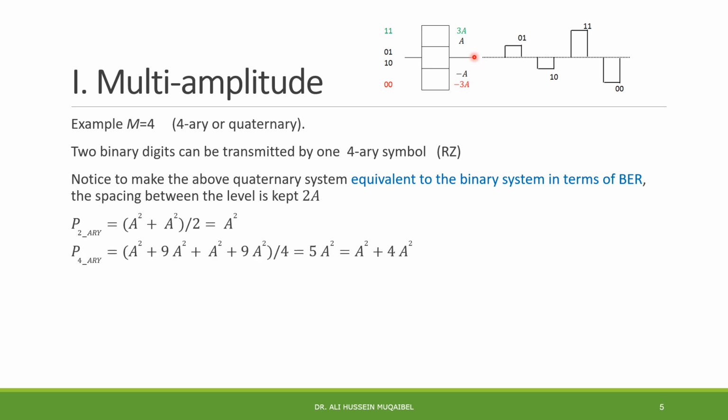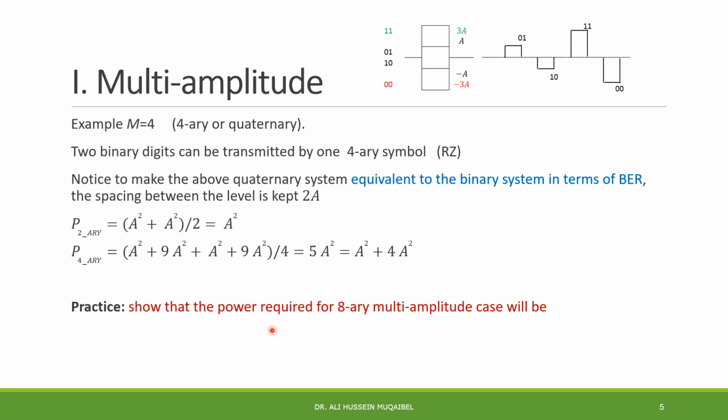What about the 4-ary case? In the 4-ary case, you can see here that we have A, so we get the power A squared, or 3A, 9A squared, or minus A squared, and then minus 3A, it becomes 9A squared. If you sum them up, you divide by 4, because every time we have one of these 4 possibilities. The average power becomes 5A squared. It's the original A squared, and we are adding 4A squared. You can see that the amount of power increase as we increase the number of levels is not just doubled.